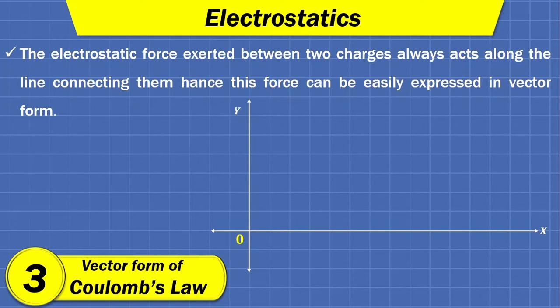So we have defined the origin as the intersection of the horizontal and vertical axes, and we are assuming two positive charges or two protons, let us say q1 and q2. Then how can we determine the electrostatic force in vector form? For that, first we will draw the position vectors of both the charges. So r1 and r2 are the position vectors of q1 and q2 respectively.